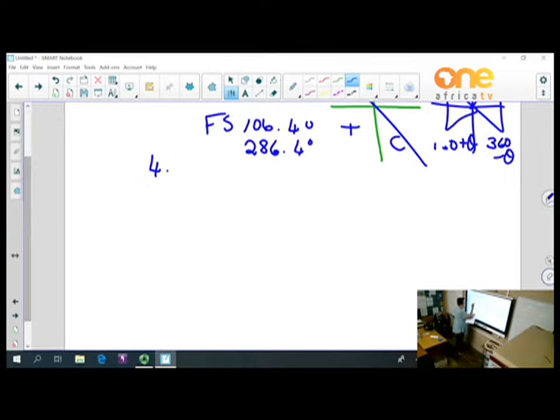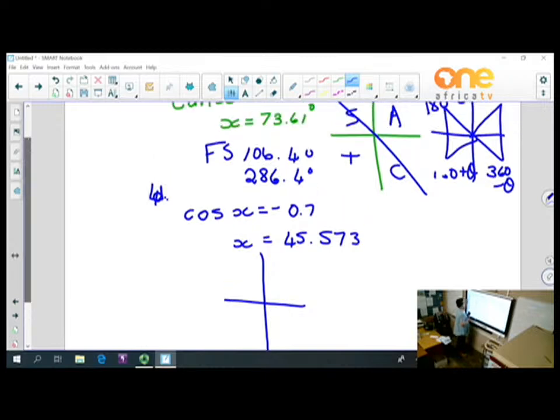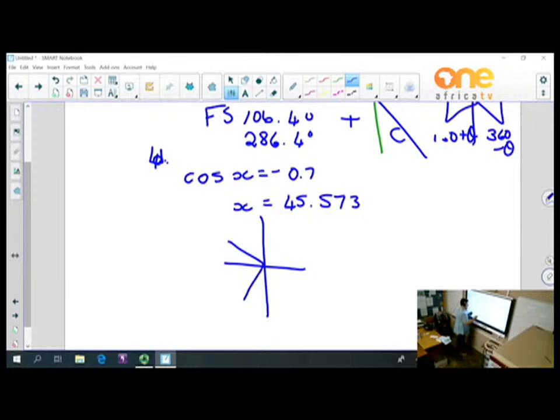Number 4, it's actually number D. Cosine x is negative 0.7. Cosine x is equal to negative 0.7. So first we get the key angle. Second function cosine, 0.7, don't press the negative, is 45.573. Draw CAST, where is cosine negative? According to CAST, cosine is positive in these two quadrants, so that means cosine is going to be negative in those two quadrants. So this is your key angle, 45, but it's not part of your final solution.